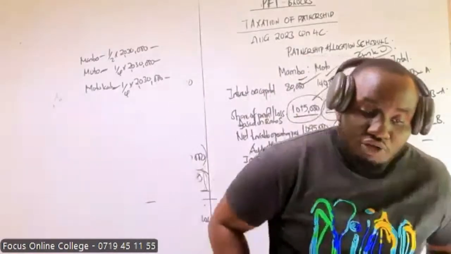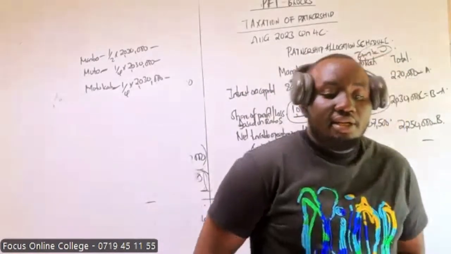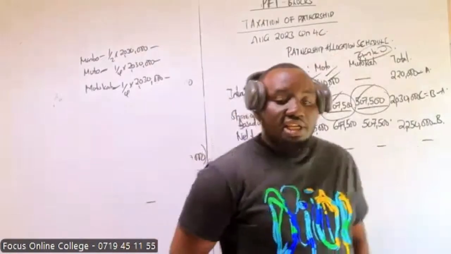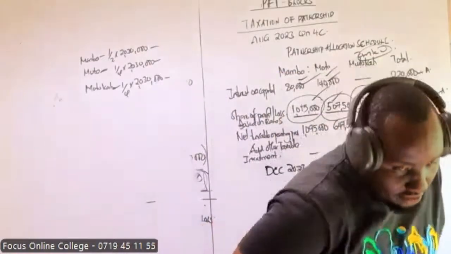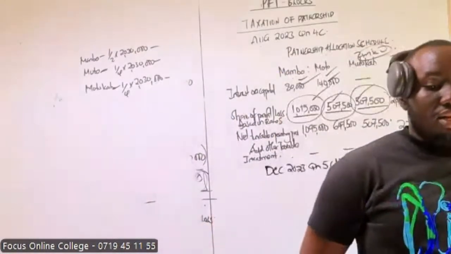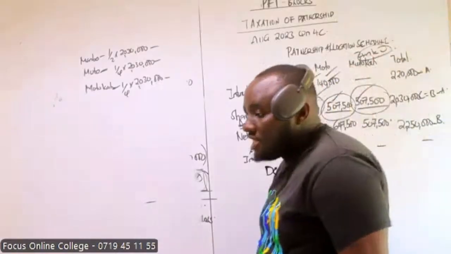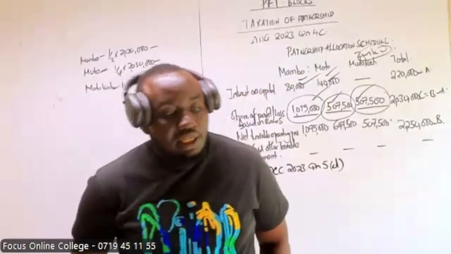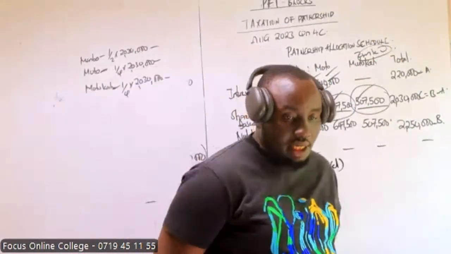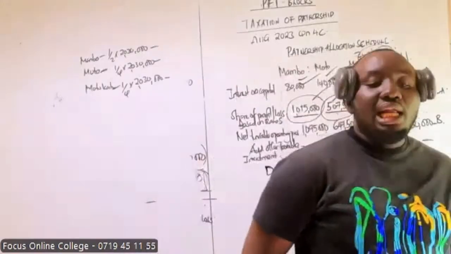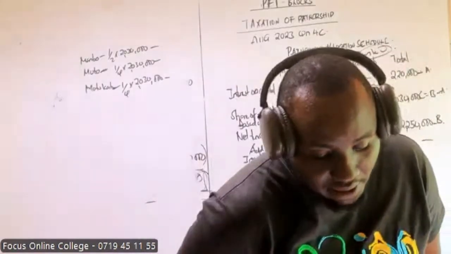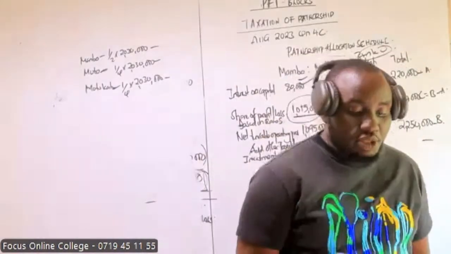Then we have fixing of neon sign. So that's not allowable because neon sign is a capital expense. Are we together? Fixing of neon sign, that should basically be a non-allowable expense.